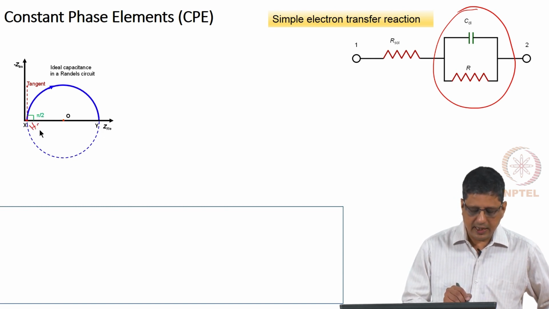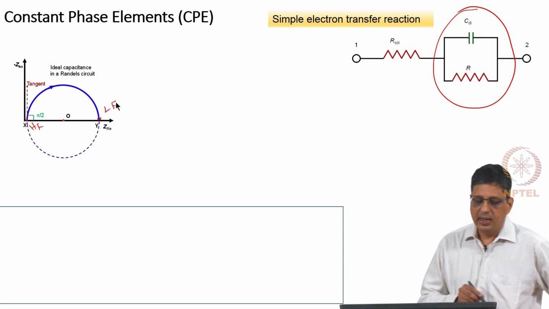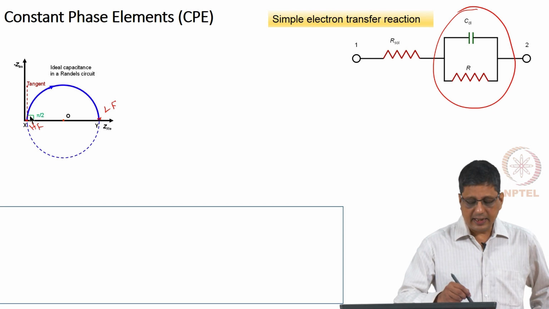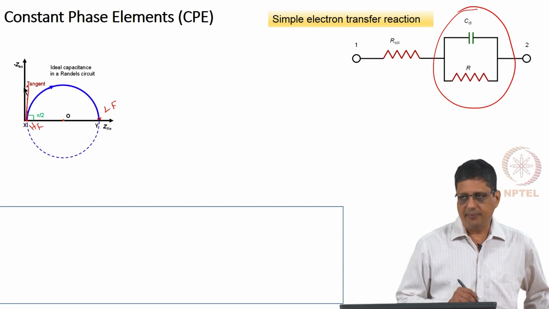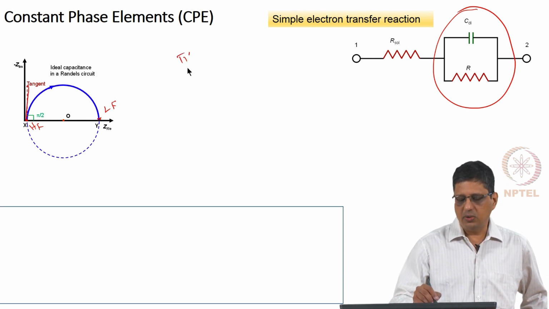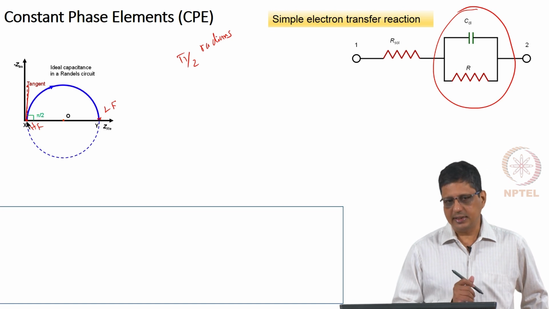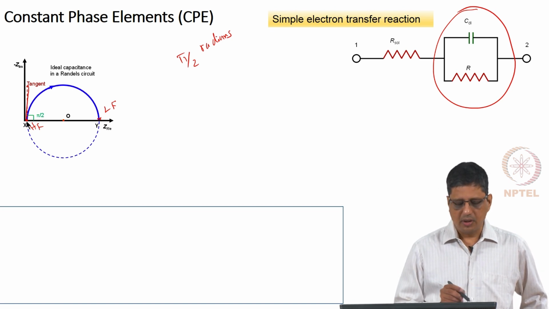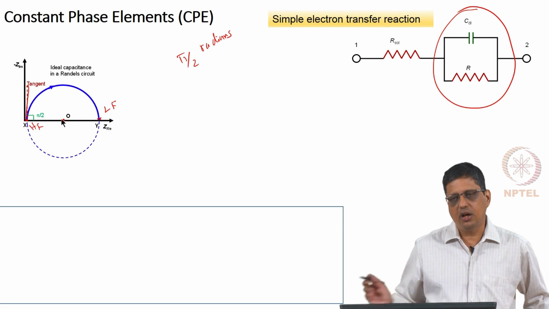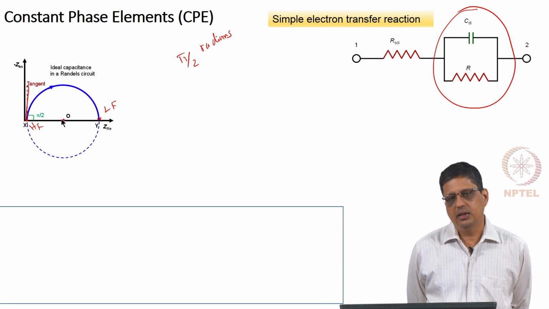This is high frequency data and this is where the low frequency data will end. I will get a semicircle and the tangent here is going to be at 90 degrees, that is pi by 2 radians, because we are assuming solution resistance is 0, and this semicircle has its origin on the real axis.